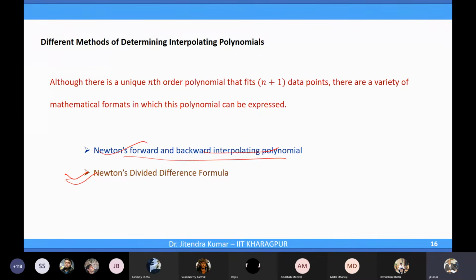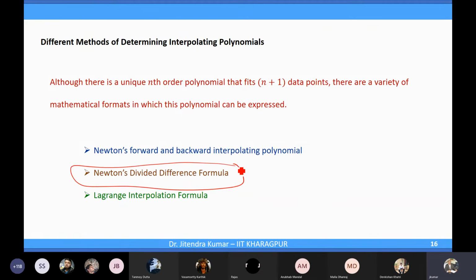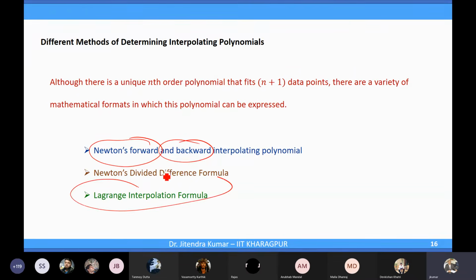After this, we will go to the next two: Newton's divided difference formula and the Lagrange interpolation formula. Indeed, the Newton divided difference formula is not as such in the syllabus, but since it is very much related to what we are learning here, I will mention it, because it is more general. In what sense it is general, I will mention at that point itself. And then at the end, the Lagrange interpolation formula. So basically three are in your syllabus: Newton's forward, Newton's backward, and the Lagrange interpolation formula.